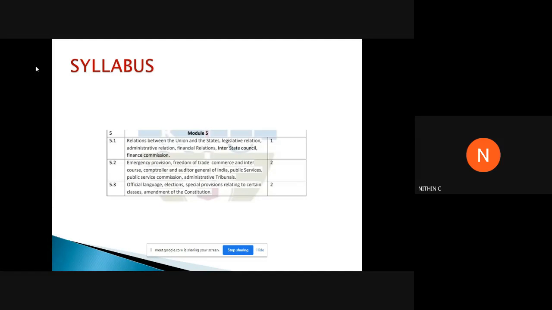Have you heard of amendments? Have you heard of that term, amendment of the constitution? Anyone? Ashna, are you present? Okay. Anusree, have you heard of the term amendment?